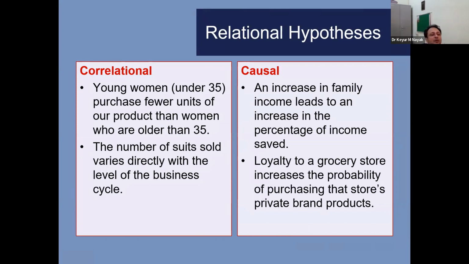So there is a cause-effect relationship. Bigger the family, bigger is the income. Smaller the family, smaller is the income. So there is a cause and effect relationship. So that's why it is known as relational hypothesis.